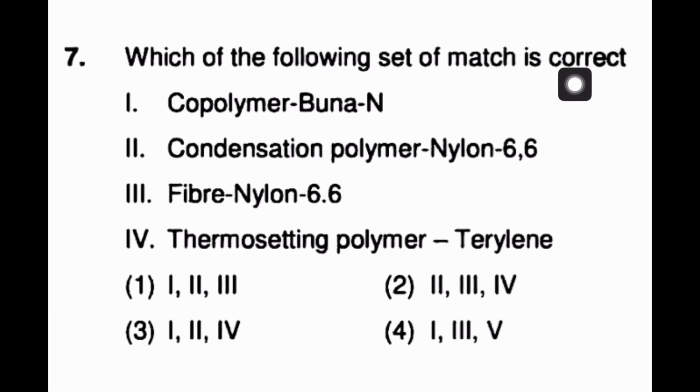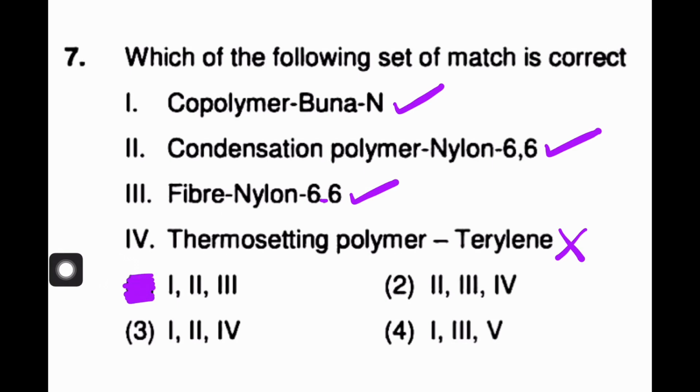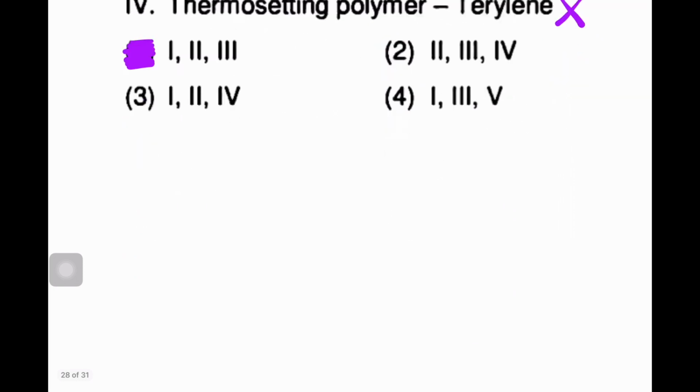which of the following sets of matches is correct? Copolymer is Buna-N. Buna-N is a copolymer of 1,3-butadiene and acrylonitrile, so this is a correct match. Condensation polymer is nylon 6,6. Yes, it is a condensation polymer of hexamethylene diamine and adipic acid. So this is true. Fiber is nylon 6,6, so this is also true. Thermosetting polymer is terylene. This is wrong. Terylene, that is polyester, is a fiber, not a thermosetting polymer. Bakelite is a thermosetting polymer. So 1, 2, and 3 are correct. So it is the first option. Let's move to the next one.